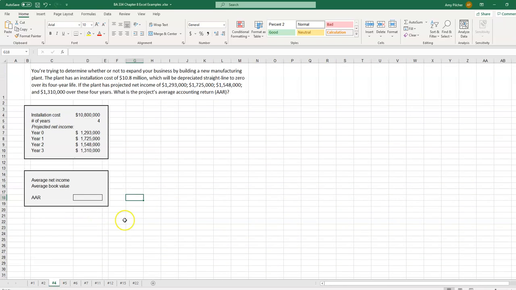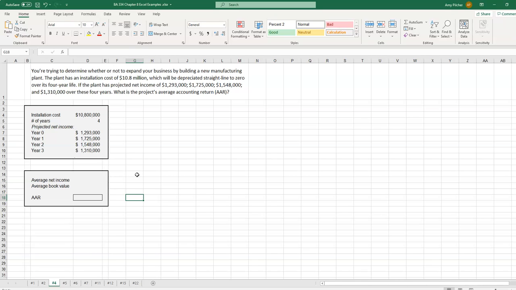In this calculation, we're looking at the average accounting return for a project. The average accounting return is a method used in capital budgeting. It's also sometimes called the accounting rate of return, and there are multiple different ways to calculate it. We've run into that in a couple of other chapters where there are 3 or 4 different ways to calculate something and no real agreement on which one is the best way.